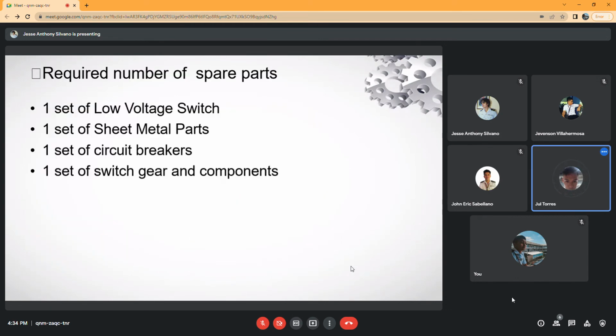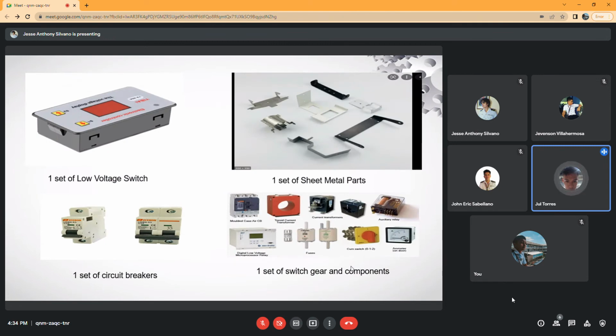Next. So the required number of spare parts: one set of low voltage switch, one set of sheet metal parts, one set of circuit breakers, one set of switchgear and components. So these are the spare parts of one set of voltage switch, sheet metal parts, circuit breakers, and switchgear components.